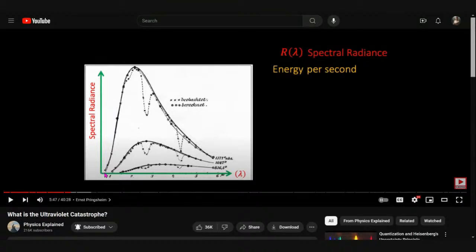Alright, but the question is, why is it always 0 at lambda equals 0? What does it look like internally? Internally, you have to assume that thermodynamically, you're shaking atoms. You're causing the atoms to jiggle using heat. A jiggling atom has an electron, so you're shaking up the electron.